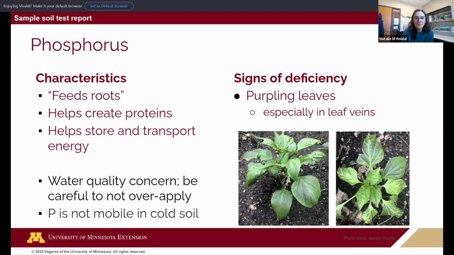So every once in a while, like in these pictures here, we've got pepper plants with purple leaves. Purple leaves are a sign of a phosphorus deficiency, but sometimes it's just too cold and the plant can't access it. And as soon as the soil warms up a little bit, those symptoms go away unless there's an actual phosphorus deficiency. So purple leaves can be a sign, but base your phosphorus applications on your soil test.